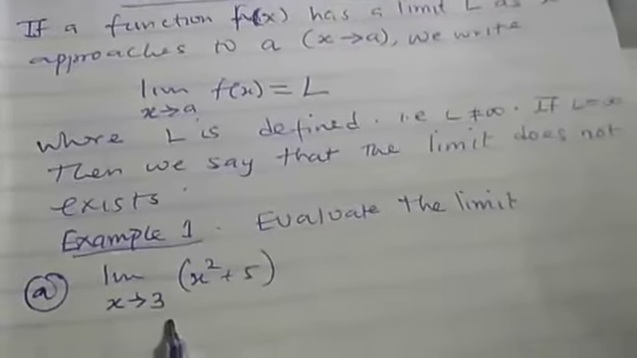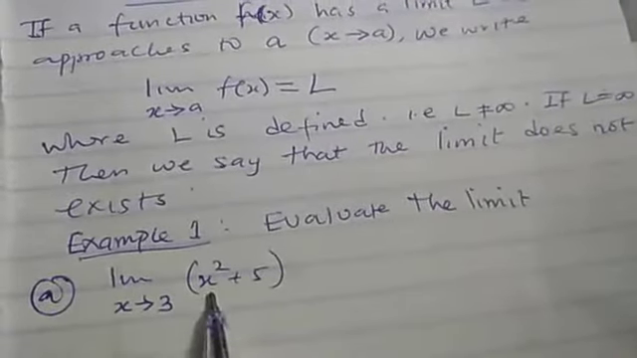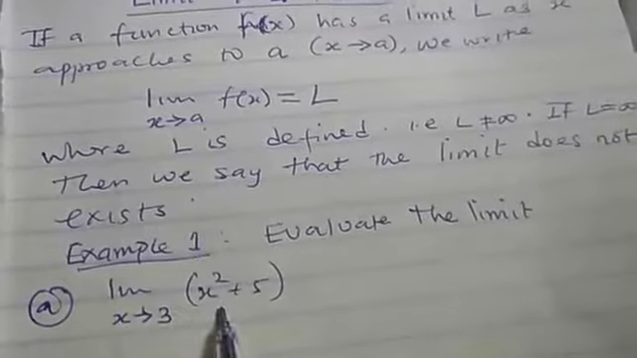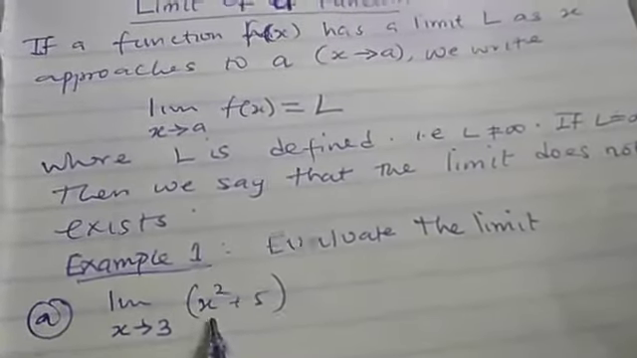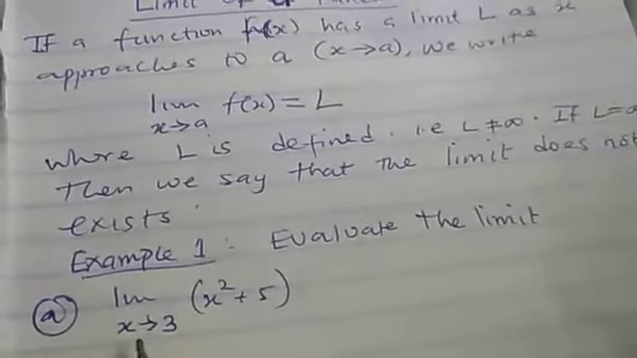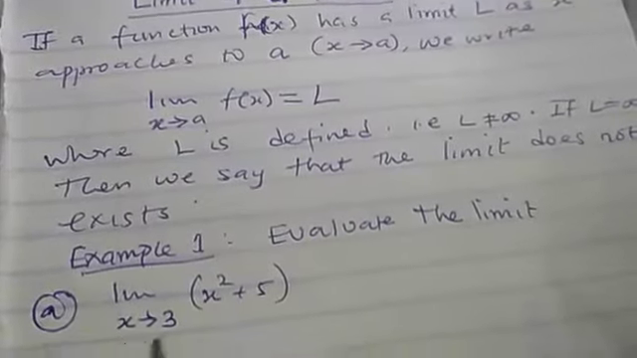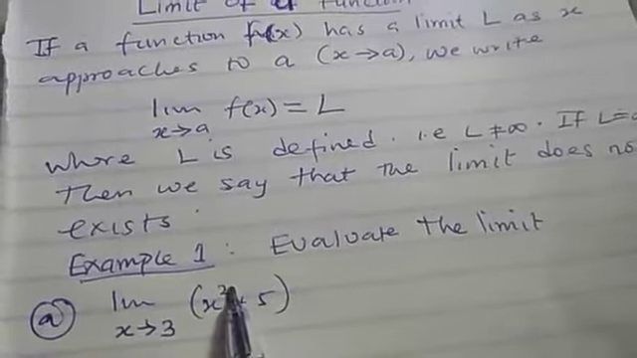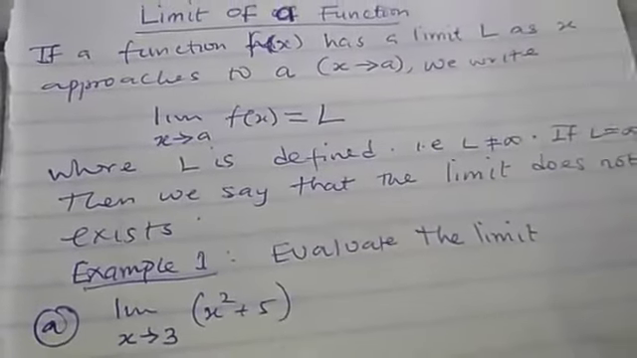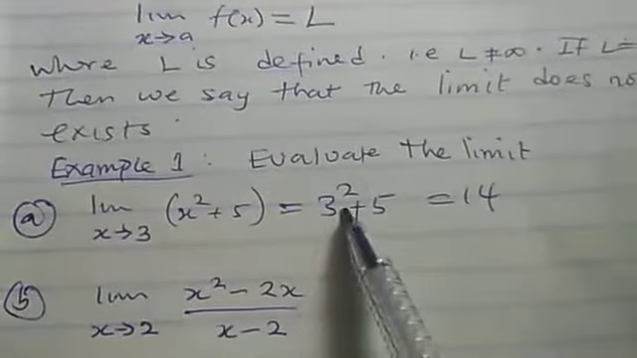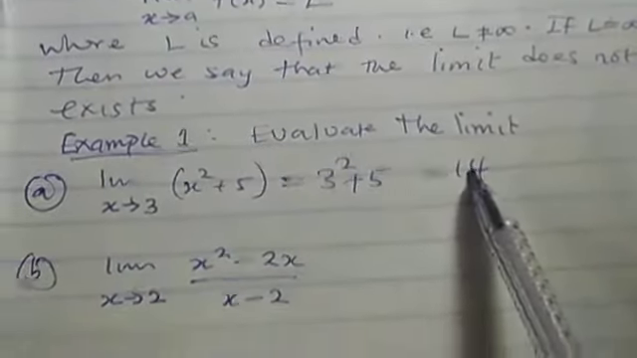What this simply means about a limit is that anywhere I see s, I'll put it as 3. So this will become 3 squared plus 5, because s tends to 3 means I should put s to be 3. That is 9 plus 5, which is 14.